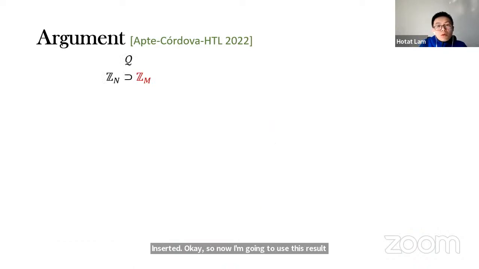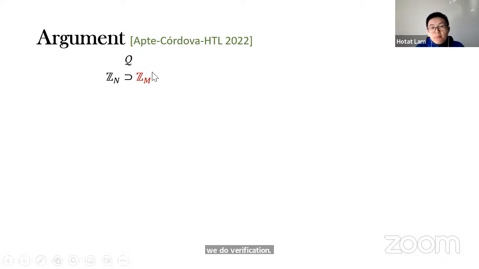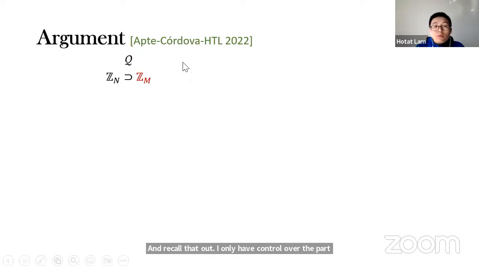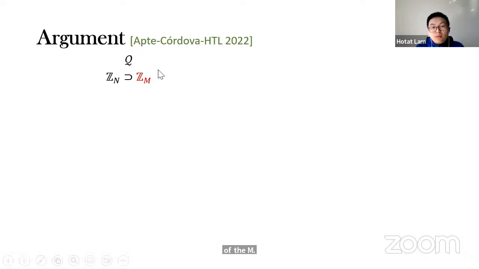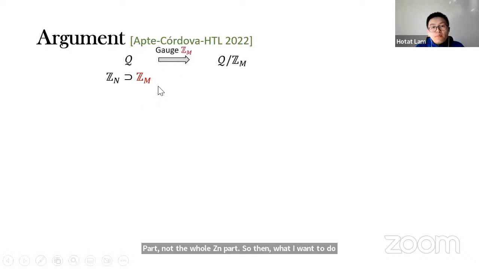To do this, I need to keep track of how symmetry behaves when we do various gauging. And recall that I only have control over the Zm part, not the whole Zn part. So what I want to do is first gauge the Zm part of the one-form symmetry. If I do that, I get an intermediate theory, Q mod Zm. Its symmetry has two parts. It has a Zk symmetry, which comes from Zn mod Zm, and it has a dual Zm symmetry coming from gauging the Zm symmetry.